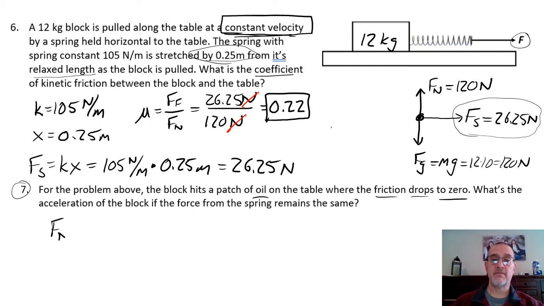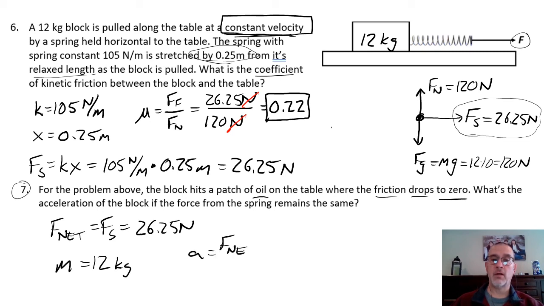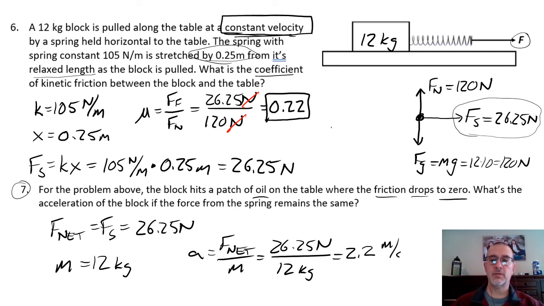So in this case, the net force on this block is going to be the spring force, that 26.25 newtons. So that's the net force on the block, and the mass of the block is 12 kilograms. So the acceleration of the block is going to be, from Newton's second law, the net force divided by the mass. So we're going to have 26.25 newtons on the top, and 12 kilograms on the bottom, and newtons divided by kilograms is going to give me meters per second squared, and that gives an acceleration of 2.1875 or 2.2 meters per second squared.